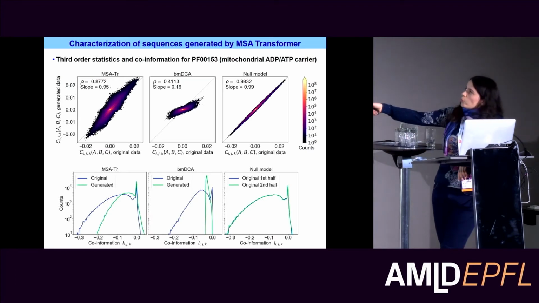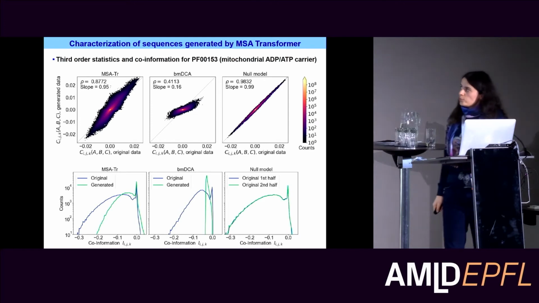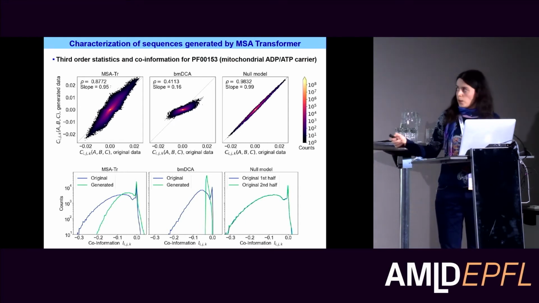What we see for these three-body frequencies, when again we look at original data and generated data and plot one against the other in these 2D histograms, is that this time the Pearson correlation is much better in the case of MSA Transformer than in the case of the POTS model BMDCI. And the slope is also much closer to 1 for MSA Transformer than for the POTS model. This means that MSA Transformer is capturing some higher order statistical dependencies in the data that were not captured by the POTS model.